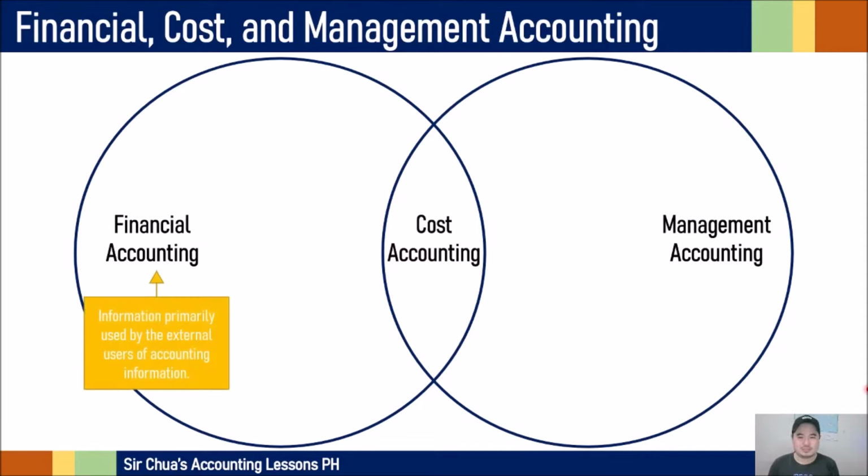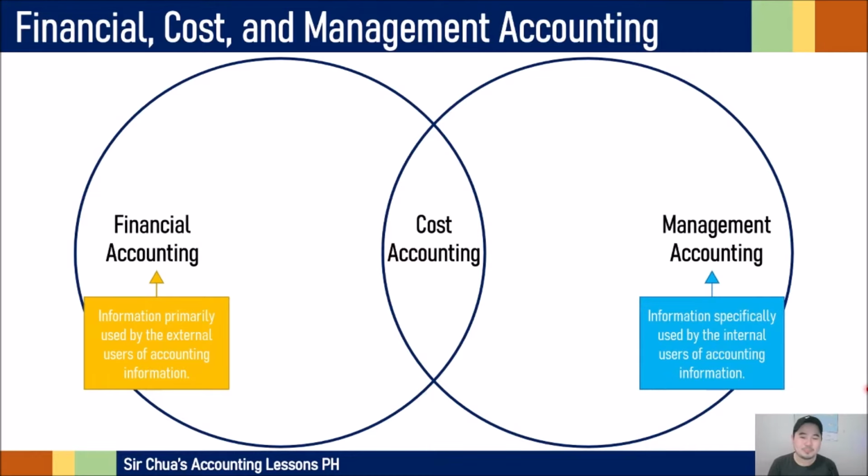Financial accounting is the area of accounting where we provide the external users of accounting information the information that they need. Okay, so financial accounting, financial statements prepared under the GAAP, we release them to the public, to the external users of accounting information. So, financial accounting information is primarily used by the external users of accounting information. However, management accounting relates more specifically to be used by the internal users of accounting information, the owners and managers of the entity.